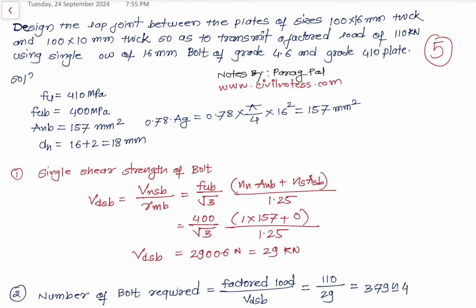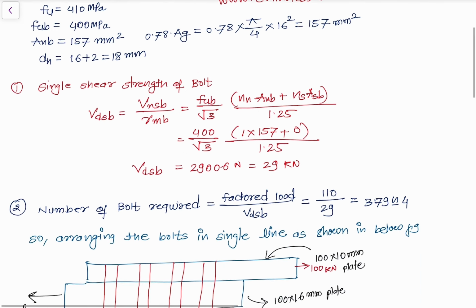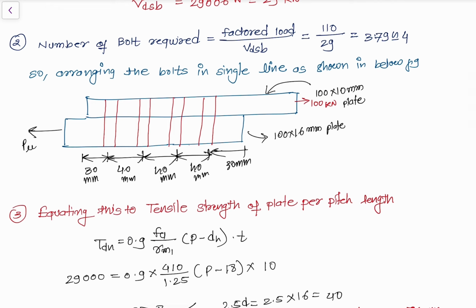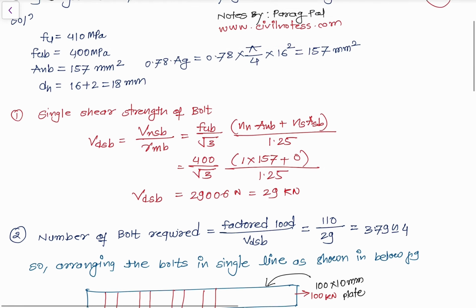In this numerical, we are going to design the lap joint between two plates. The first plate size is 100 by 16 mm, and the other plate size is 100 by 10 mm. I can give some diagrammatical representation. 100 mm is the width and 10 mm is the thickness. Similarly, you can see 100 by 16 mm is another plate which is provided below. Now we are going to prepare the lap joint.